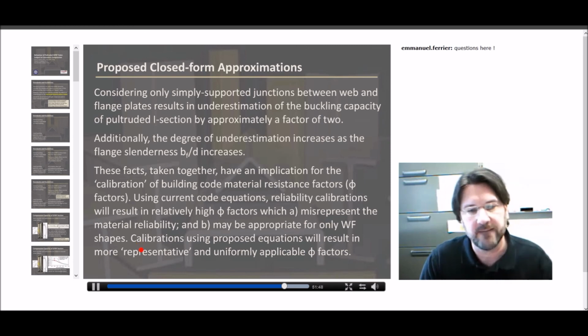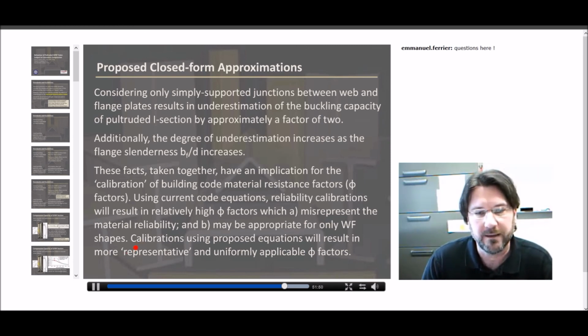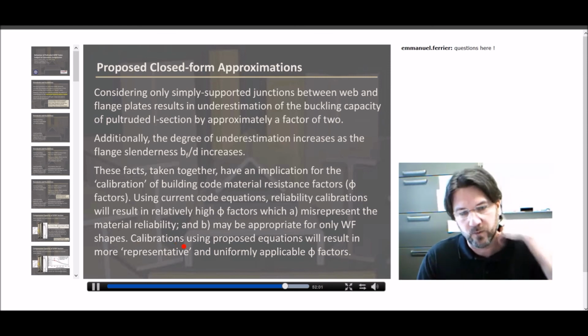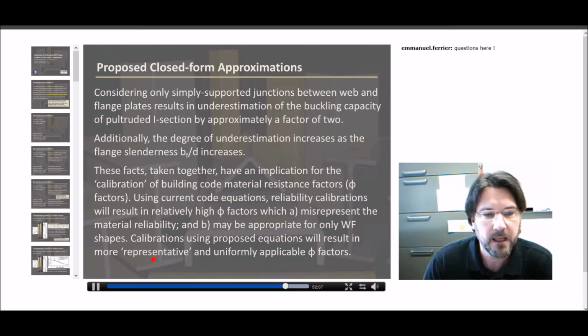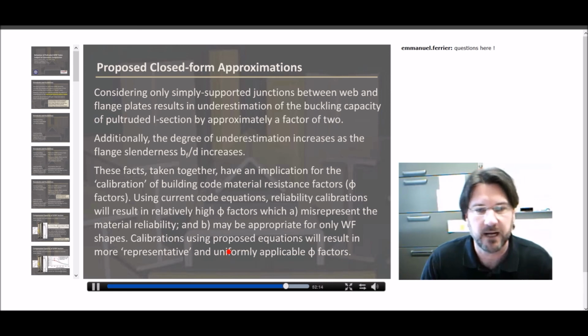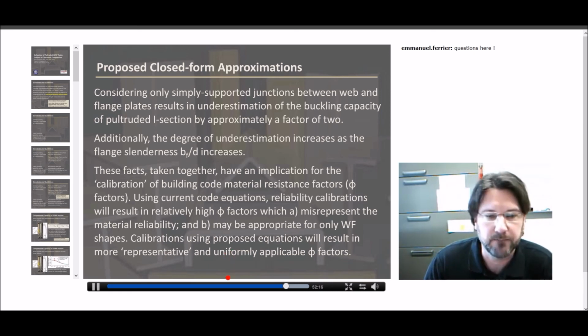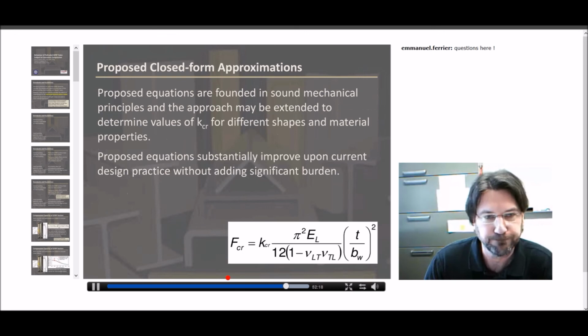So if we use the same phi factor, we end up with non-uniform reliability. If we use the calibrations based on closed-form equations, we have a similar reliability across the board. We will end up with lower phi factors, lower material resistance factors, but that should be expected for this material. We feel that these are more representative and more uniformly applicable across different shapes, as we've shown, angles, channels, I shapes, and boxes for the moment.